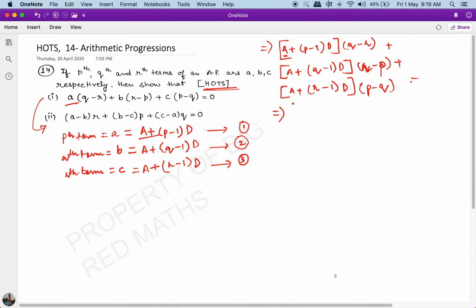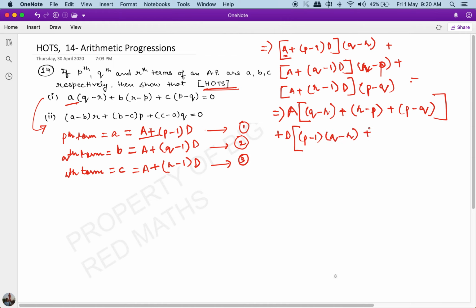Okay, now in the next step what I'm going to do is I'm going to segregate the capital A and see what all terms come with capital A. So A over here is multiplied with Q minus R, so I'll put Q minus R, plus it's multiplied with R minus P here, plus it is multiplied with P minus Q over here. So I have segregated all the A. Now I'm going to do a similar thing with all the D. Now when I do it with D, D will have two terms. So D will be P minus 1 into Q minus R plus Q minus 1 into R minus P plus R minus 1 into P minus Q.